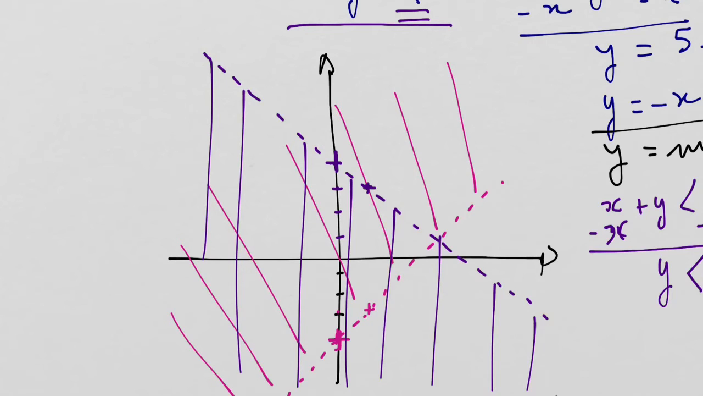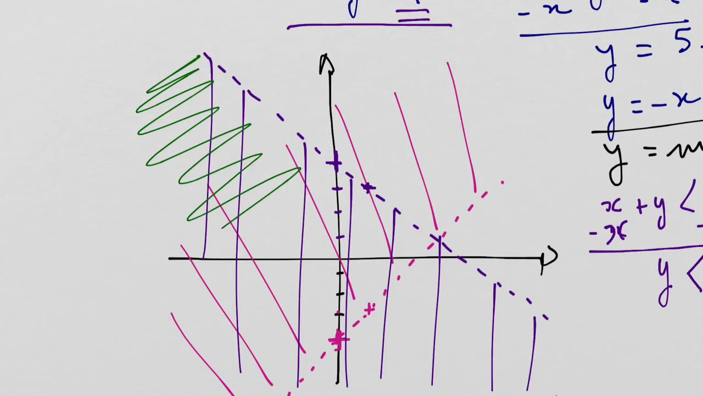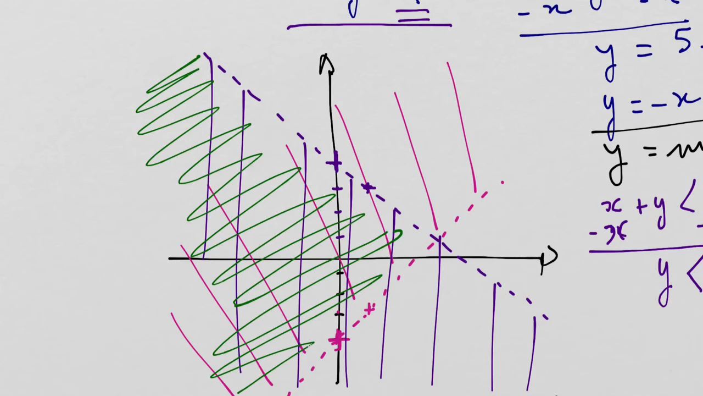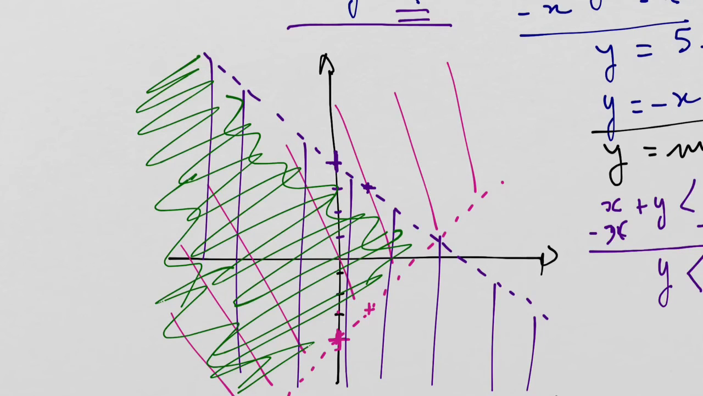And what you are going to see is an area. Let me change the color, I'm going to put some green. You are going to see an area right here where the purple shade and the pink shade overlap. And all the points in this area will satisfy your two initial inequalities.